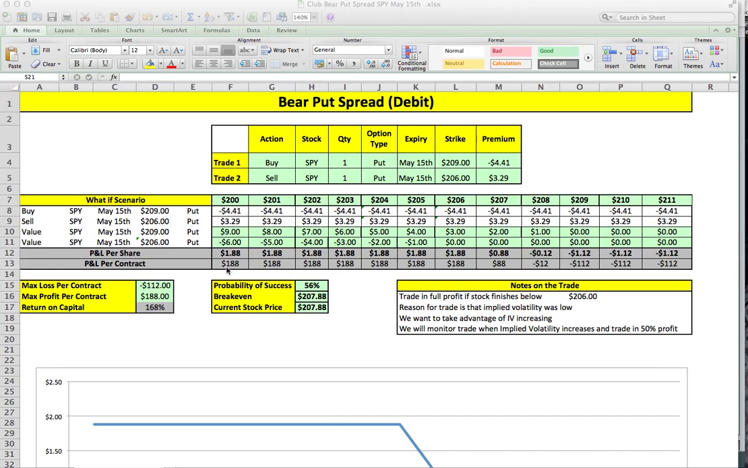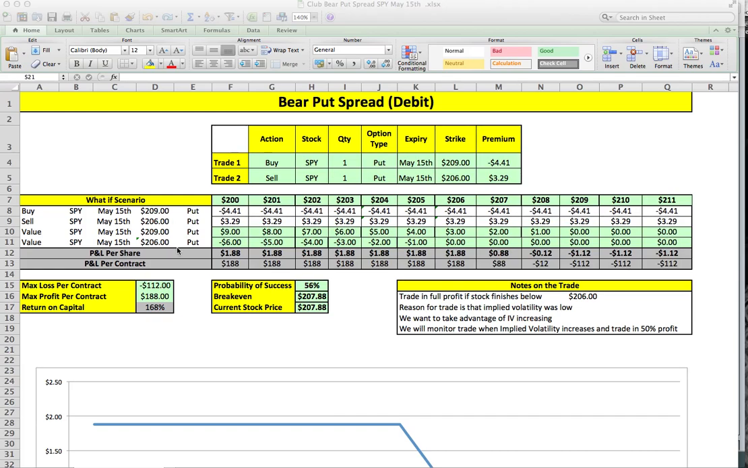And you can see that's the scenario here for all outcomes right up to 206. So once the share price of SPY finishes below 206, we're going to make $188 in this trade. At 207, we make $88. Then at 208, we start losing money. And the max we can lose is the amount we paid out. So we paid $112 in total for this particular debit spread. So that's the max we can lose.